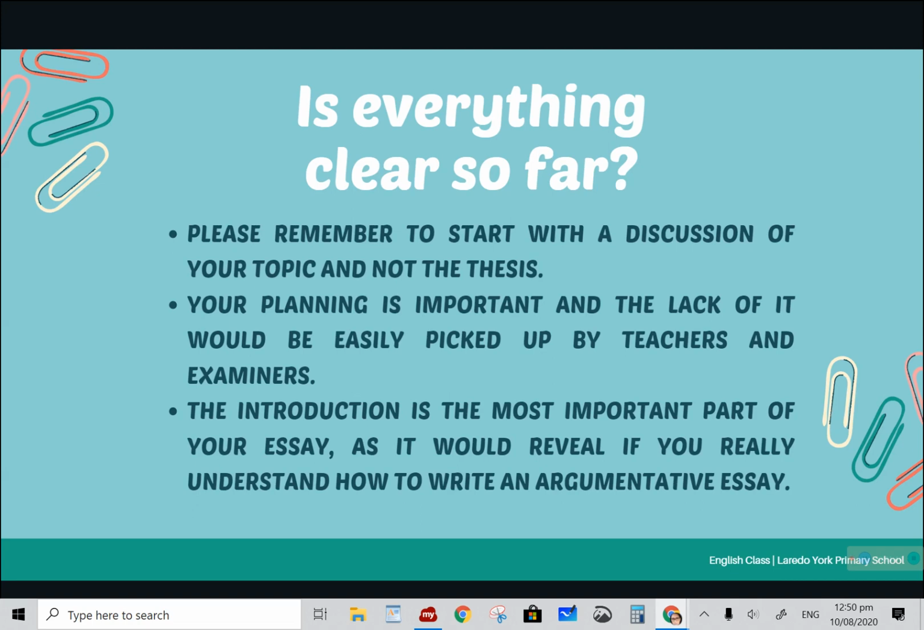Another thing that we should remember from what we did so far, your planning is important, and the lack of it will be easily picked up by teachers and examiners. So don't feel if you don't do your planning, your essay will turn out just as good as the student who did his or her planning. The examiner or the teacher is able to identify students who did not do their planning by the quality of their work. The other thing, the introduction is the most important part of your essay, as it would reveal if you really understand how to write an argumentative essay.